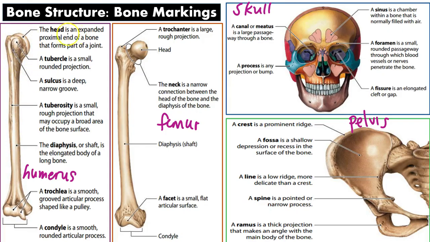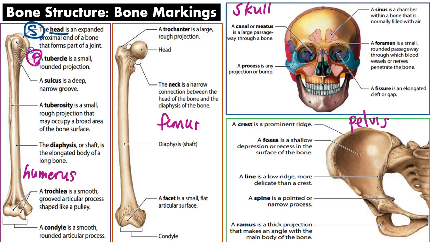And the first bone marking I'm going to focus on is the head. Now, the head is going to be an expanded proximal end of a bone that forms part of a joint. So we're already thinking that's going to be in the proximal end, and because it's dealing with the joint, we know this is going to be an S for surface bone marking. Okay? Now let's move into a tubercle. A tubercle is a small, rounded projection, and a tubercle is going to be a projection, so we definitely are going to write P for projection here.